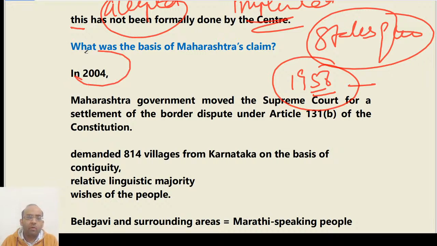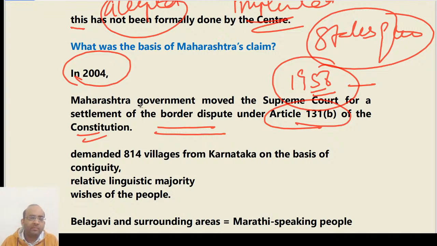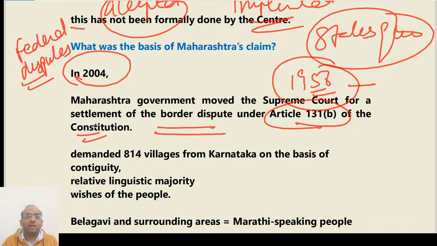So in 2004, the Maharashtra government moved the Supreme Court for settlement of the border dispute. What does it mean? Under Article 131 of the Constitution. See, if you remember, this article is meant for resolving federal disputes. What is a federal dispute? Between center and states, center plus states on one hand and other states on the other hand.